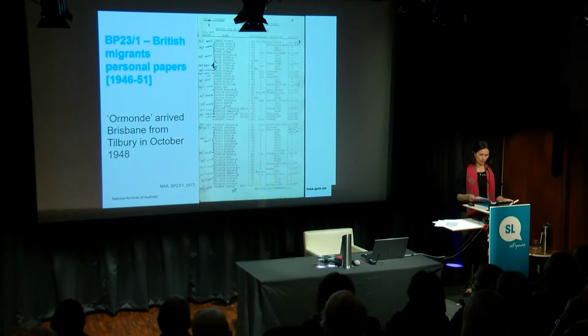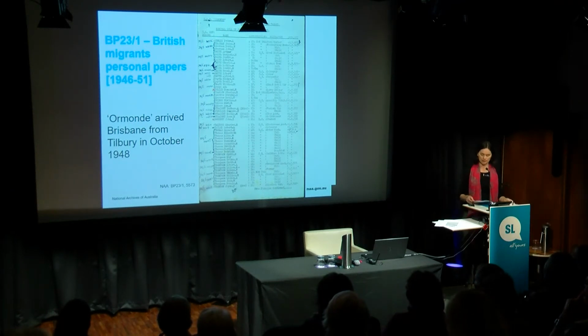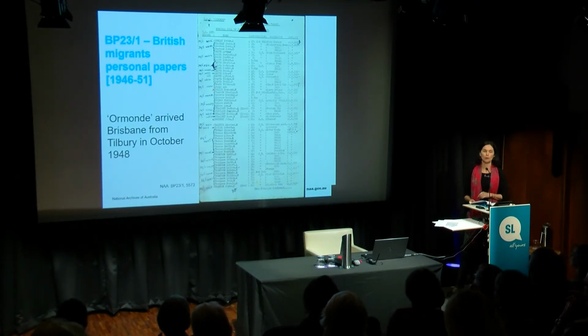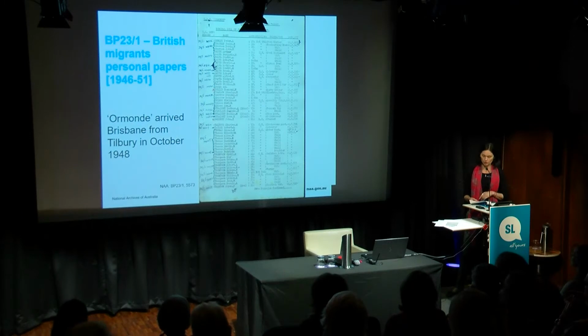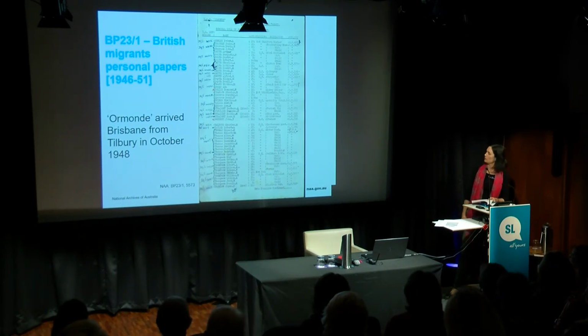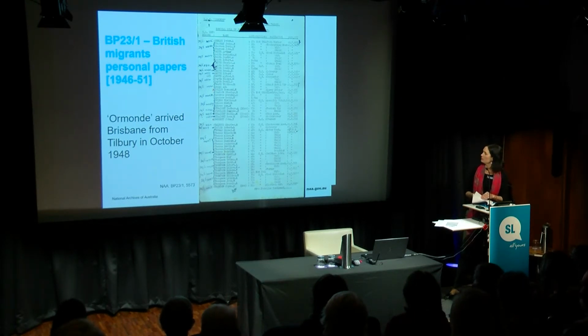Okay, BP 23/1 includes 116 passenger lists for British migrants arriving into Brisbane from 1946 to 1951, so it's not a great date range. This is the nominal roll for the arrival of the Ormond into Brisbane in 1948. We do know from press reports that the Thomas family shown here were the largest family on the ship. I think there's about 7 children there. And it's got their occupations, which is quite good.